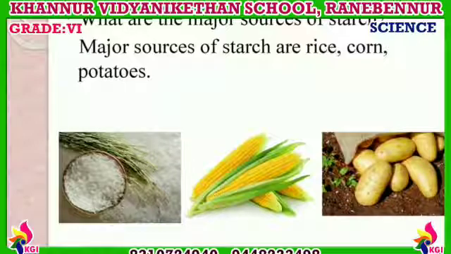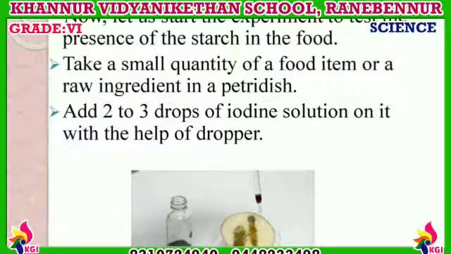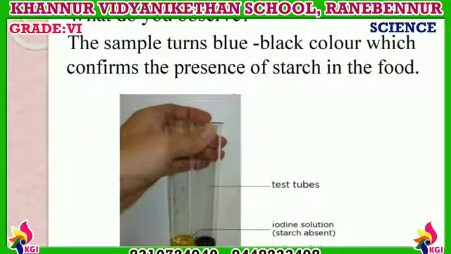Now, let us do the experiment to test the presence of starch in the food. For that, we have to take a small quantity of food or a raw ingredient in a petri dish. To that, we have to add 2 to 3 drops of iodine solution with the help of dropper. Then we have to observe if there is any change in the color of the food item. Did it turn blue-black color? A blue-black color indicates that the food item contains starch.